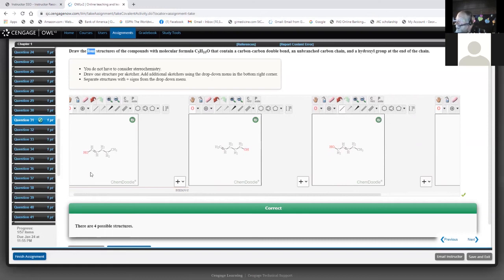Drawing all the C's and H's is wasting your valuable time. So I'd like to see sticks. So I'd see double bond, no C's labeled, stick, double stick, single stick, single stick, single stick with an OH off the end. You wouldn't see any C's and H's on my test. So I don't want to see them. That's taking too much time.